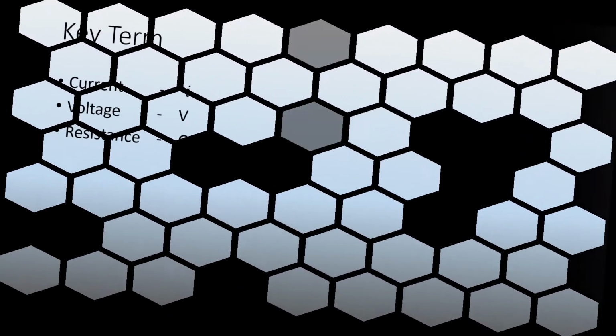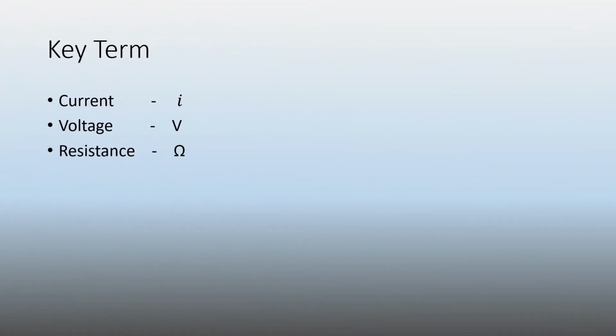In closing, we looked at 3 topics today. Current, which is the movement of electrons, voltage, which is the pushing force for the electrons, and resistance, which is the material property that wants to stop the electrons. In the next video, we will dive into how each of these is connected to one another in what is called Ohm's Law.